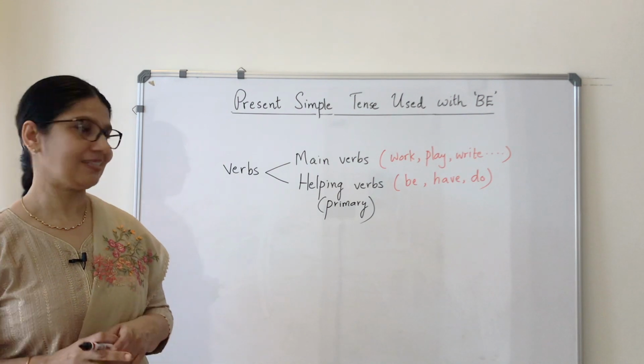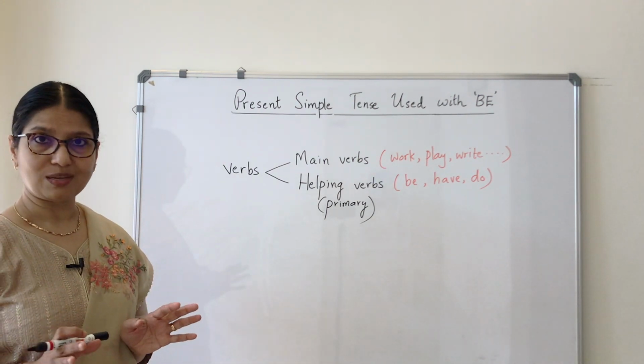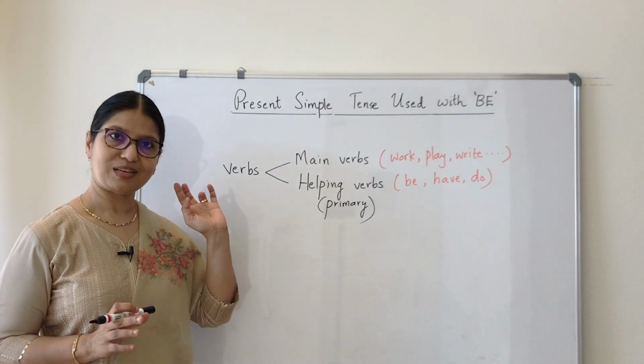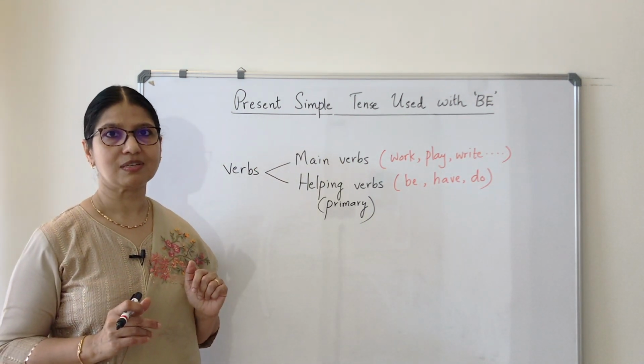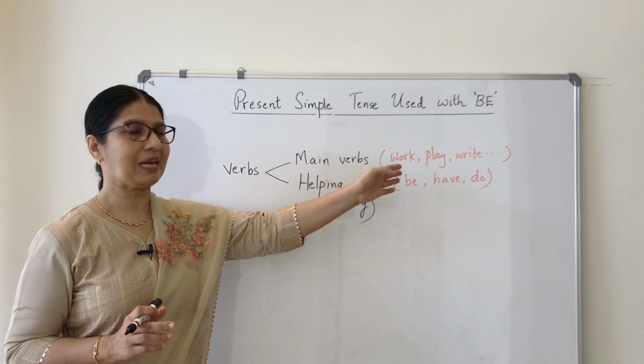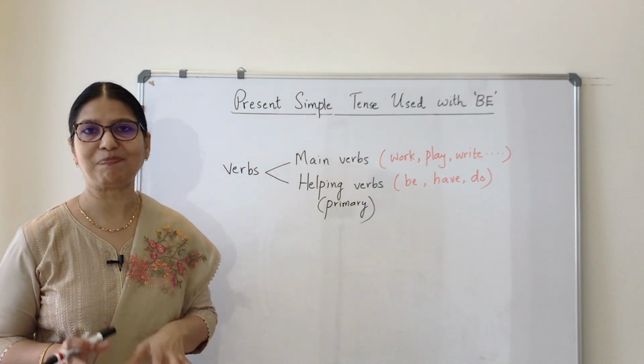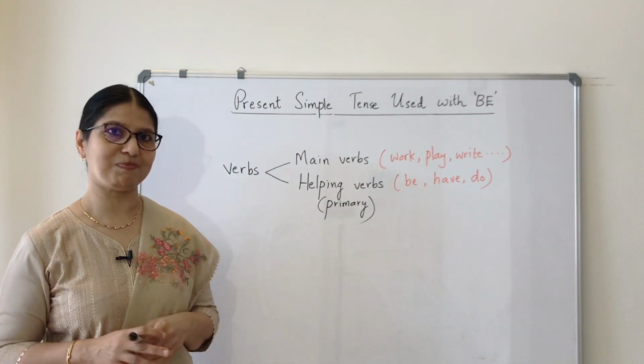Now, coming back to our lesson, we know that verbs are of two kinds. We have main verbs and helping verbs. What are main verbs? Verbs like work, play, write, eat, drink, sleep, all of them are main verbs.